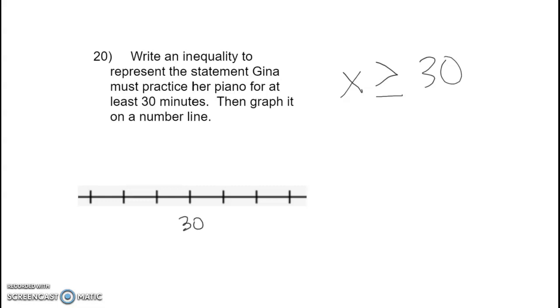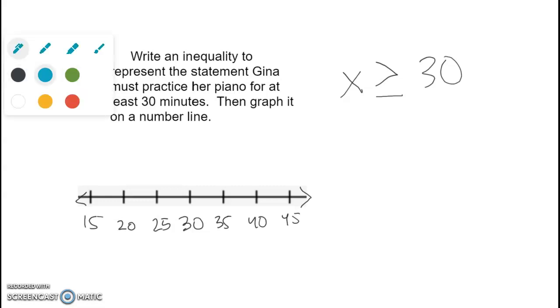I'm going to put a 30, and maybe I'm going to count by 5s over here on my number line. 40 and 45. And let's go ahead and graph that onto the number line. So we're going to put a circle at 30, and we're going to fill that in because she can practice exactly 30 minutes, but she should be practicing more than 30 minutes because it is at least. So we're going to go to the right because that is where greater than is.